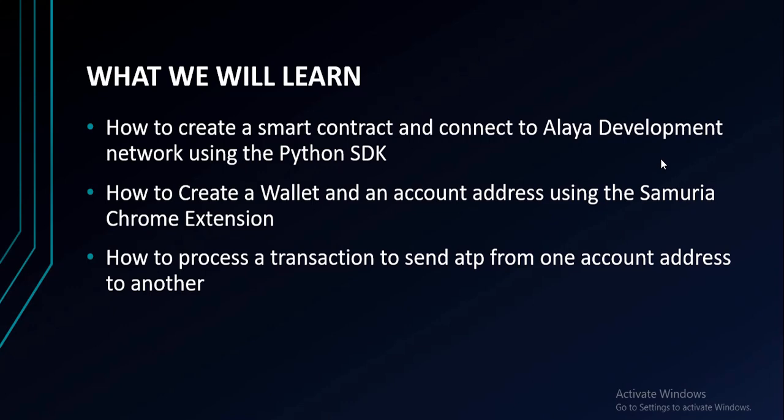We will learn how to create a smart contract and connect to the Alaya development network using the Python SDK. We will learn how to create a wallet and an account address using the Samurai Chrome extension. And then we will also learn how to process a transaction which will be used to send ATP token from one account address to another.